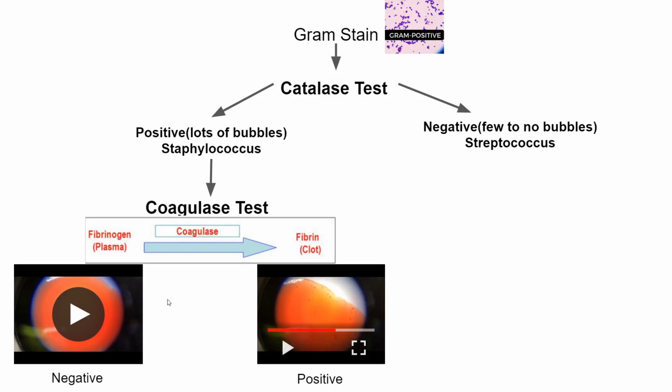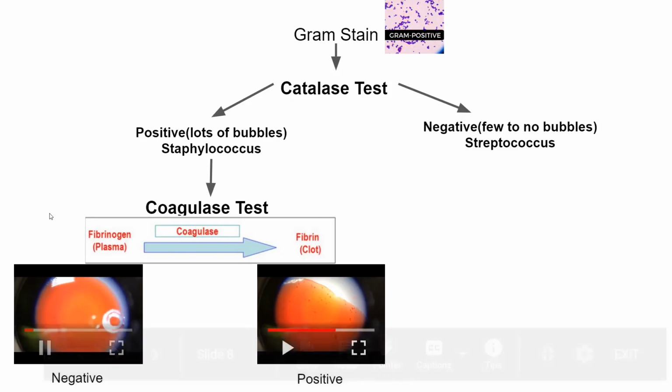Let's compare that with a negative result. Here we have the rabbit plasma on the slide. I've added a little bit of stain to turn it red, and we're applying bacteria to see if it'll clump. Notice that there are no little clumps on the slide as we tap the bacteria in there. This would tell us that this is not Staphylococcus aureus, but instead is Staphylococcus epidermidis. This is a common staph that you would find on your skin.